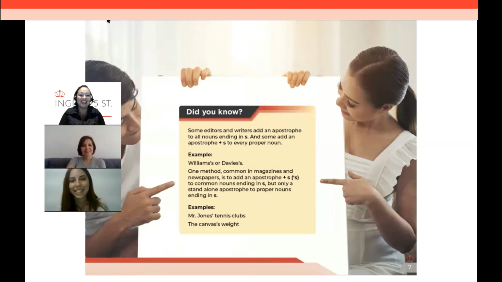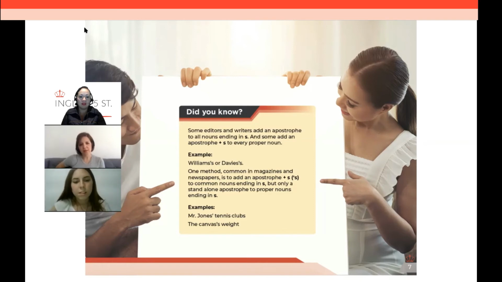Okay, so, Tanya, can you please help me reading this? Did you know? Yes, some editors and writers add an apostrophe to all nouns ending in S, and some add an apostrophe plus S to every proper noun. Example, Williams's or Davis's. One method common in magazines and newspapers is to add an apostrophe plus S to common nouns ending in S, but only a standalone apostrophe to proper nouns ending in S. Examples, Mr. Jones' tennis clubs.